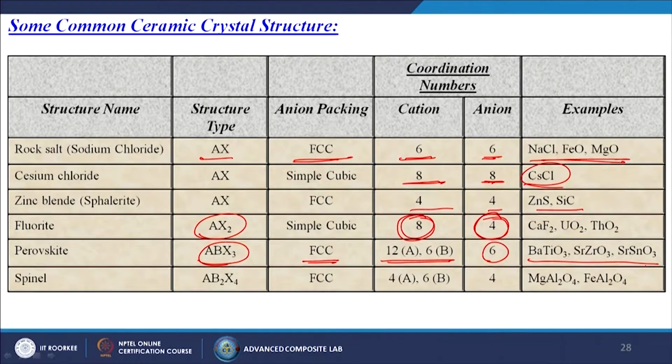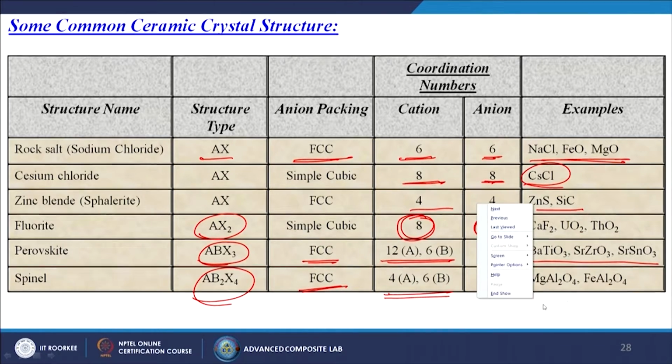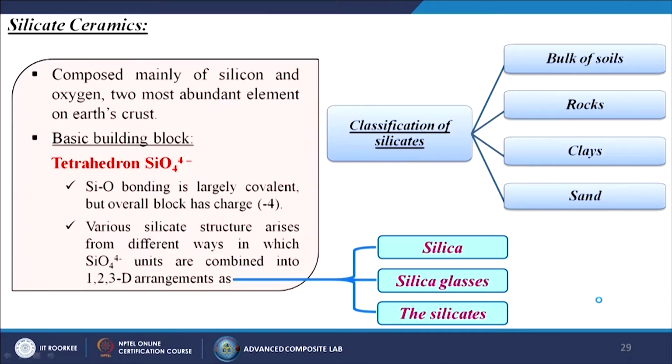If we are talking about the spinel, generally the crystal structure type is AB2X4, FCC in structure. Here also 2 cations are present, 4 A and 6 B, and the anion number is 4. So, examples are magnesium aluminate or FeAl2O4.